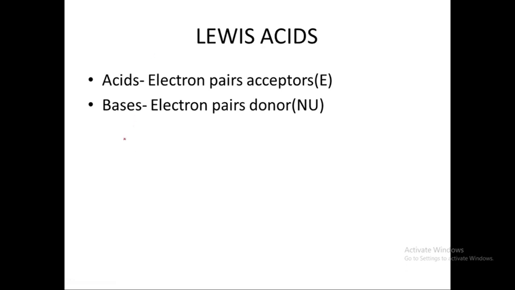According to the Lewis acid and base concept, an acid is an electron pair acceptor. It behaves as an electrophile. A base is an electron pair donor and behaves as a nucleophile. So when an acceptor and donor react, it gives a donor-acceptor complex.